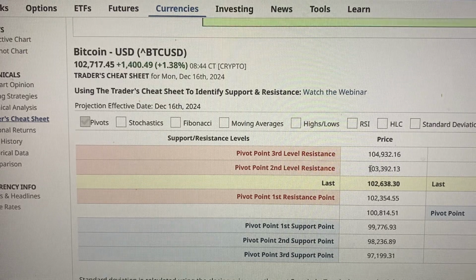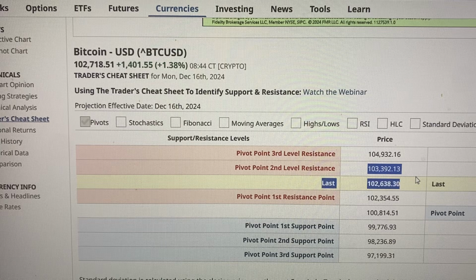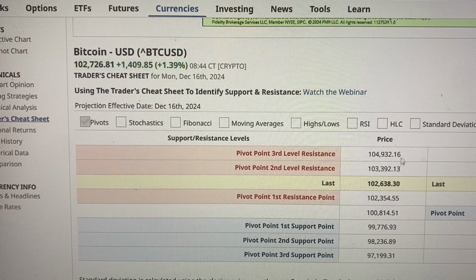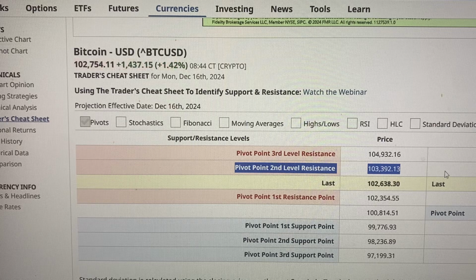But I still have the orders out there to sell at 104,932, 103,392, and I sold some this morning at the first resistance level, and then it pushed to the upside. So what do I have to do? Jesse Livermore said, it's sitting tight.